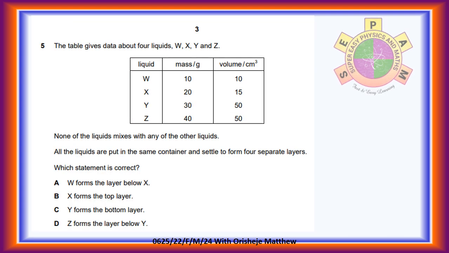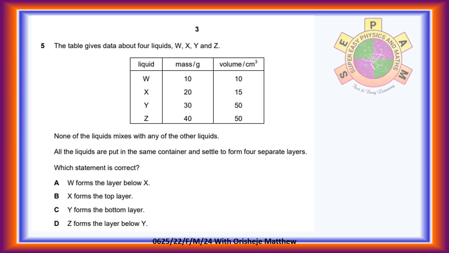Question 5. The table gives data about 4 liquids, W, X, Y, and Z. None of the liquids mixes with any of the other liquids. All the liquids are put in the same container and settle to form 4 separate layers. Which statement is correct? Option A, W forms the layer below X.